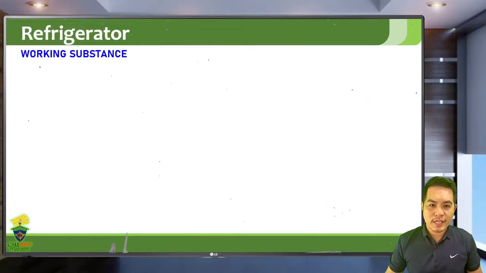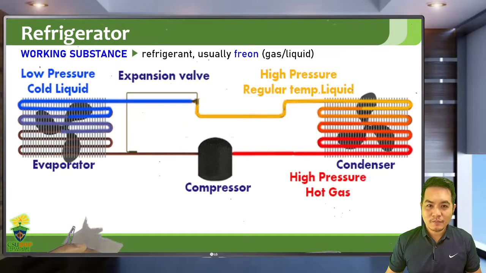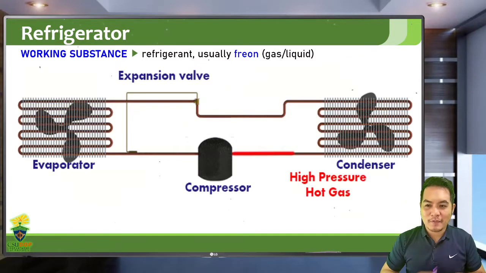So for a refrigerator, the working substance is what we call a refrigerant, and in most refrigerators, it's usually freon. Freon is usually a gas. It can actually change its phase from gas to liquid during the cycle. So these are the parts of your refrigerator.